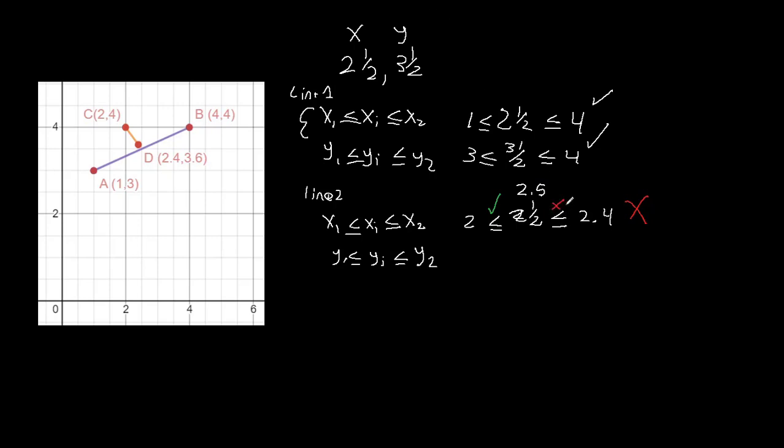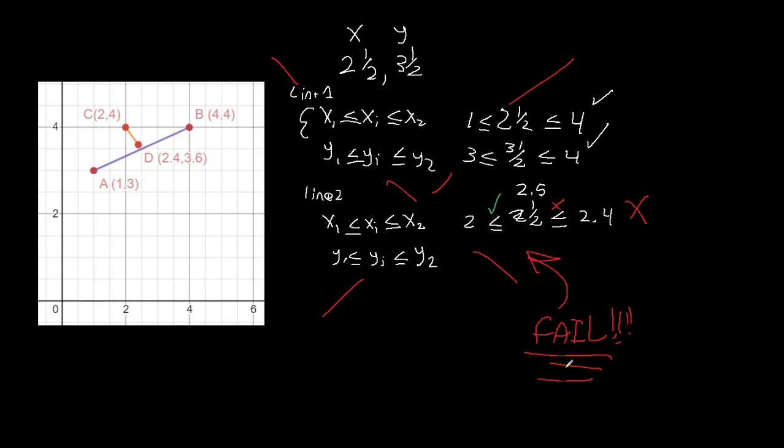Because this inequality is incorrect, because 2.5 is not less than 2.4, this whole thing fails, which means that this whole thing fails. That means that these two line segments do not intersect, because this line segment is not long enough to reach the intersection point. That's what this is telling us.